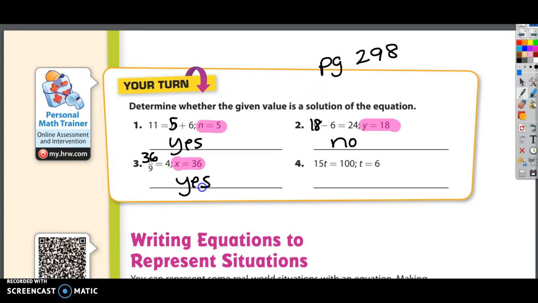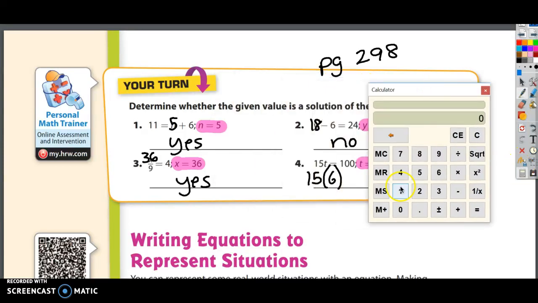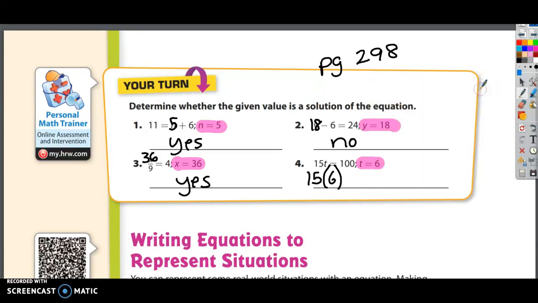The answer is yes. Number 4, 15 times t, where t needs to be equal to 6, is equal to 100. So the question here is, is 15 times 6 equal to 100? And we're going to find out. You can look on your multiplication chart. I happen to know that 15 times 6 is equal to 90. That makes this no, that is not a solution to that equation.